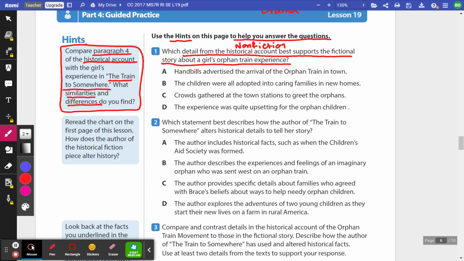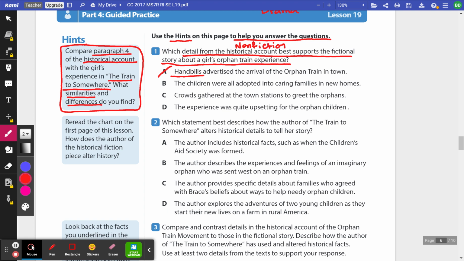So let's start by looking at answer choice A. Answer choice A says handbills advertise the arrival of the orphan train in town. Well, if I think back to my historical account, the nonfiction text that we did in the first video, there was absolutely no mention of handbills that were advertising the orphan trains coming to town. So this is not accurate. The passage never mentions it. So because of that, I can eliminate answer choice A.